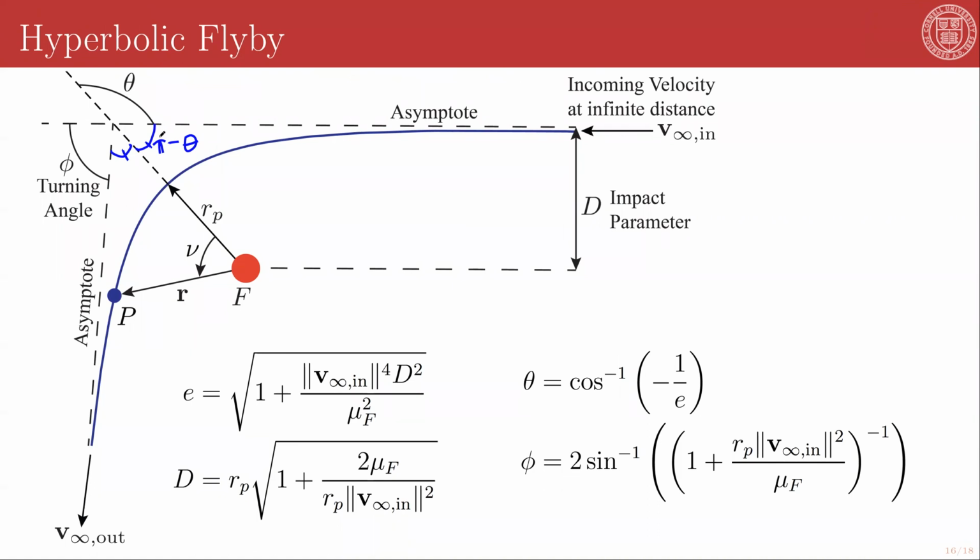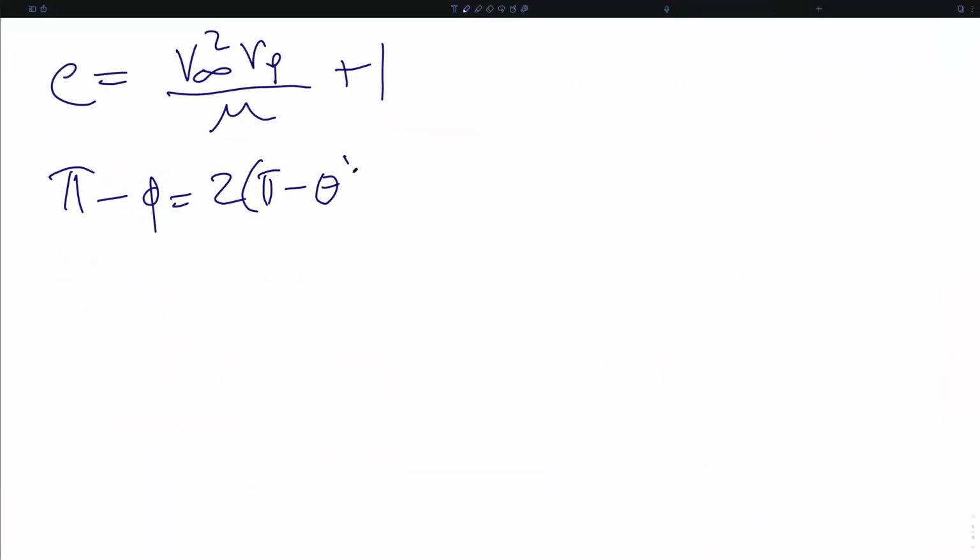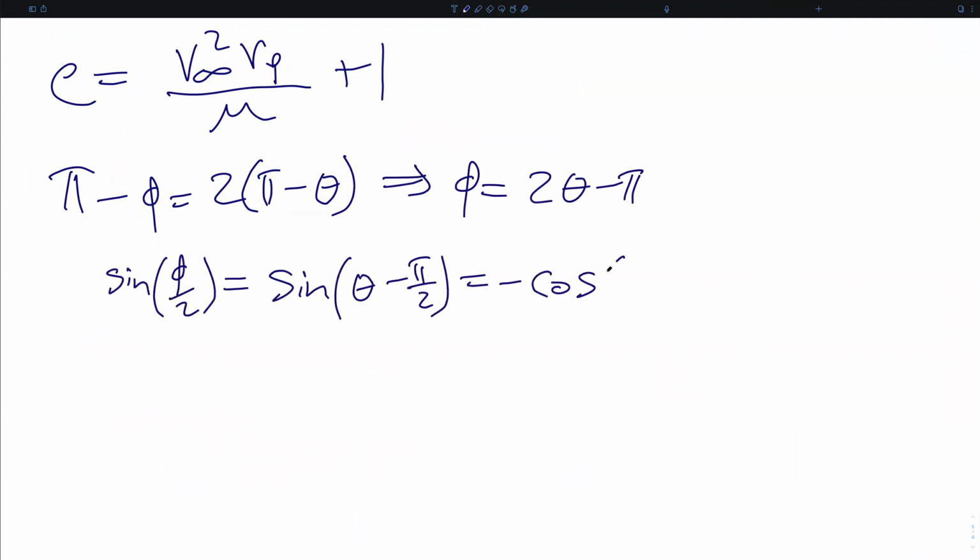And so we can write pi minus phi is equal to 2 times pi minus that theta angle, which means the turning angle has to be 2 theta minus pi. Therefore, sine of phi over 2 is the same as sine of theta minus pi over 2. And by the trigonometric relationship between sine and cosine, this must be equal to negative cosine of theta.